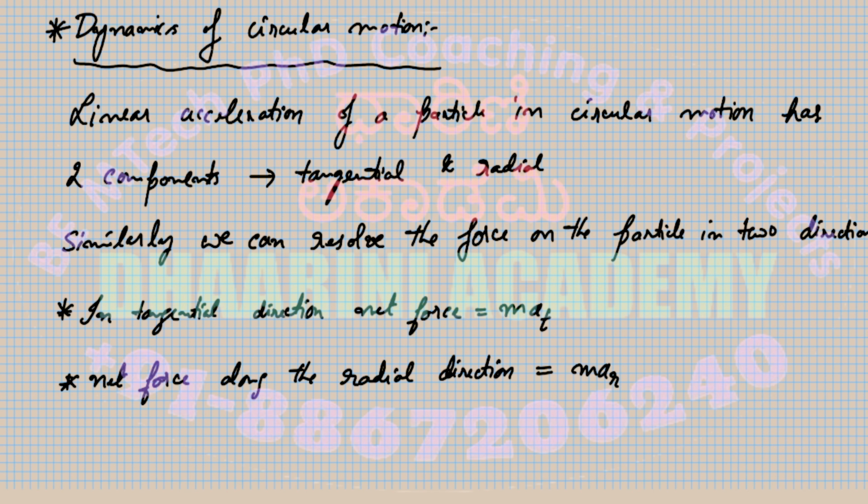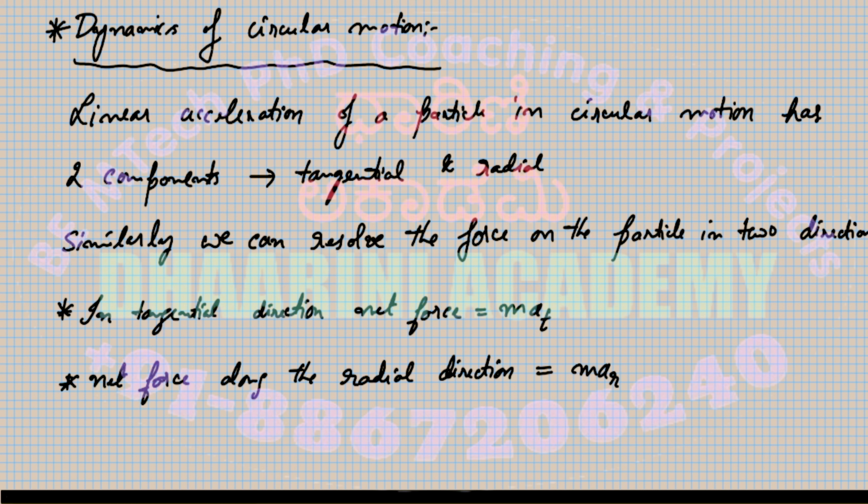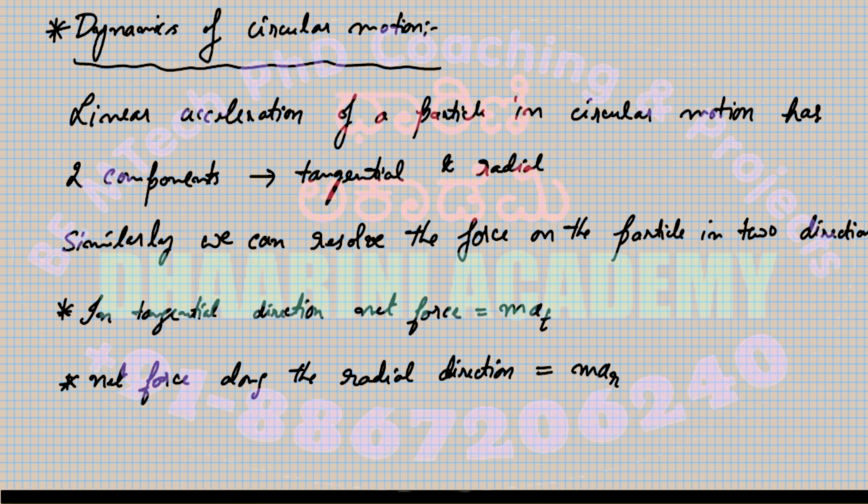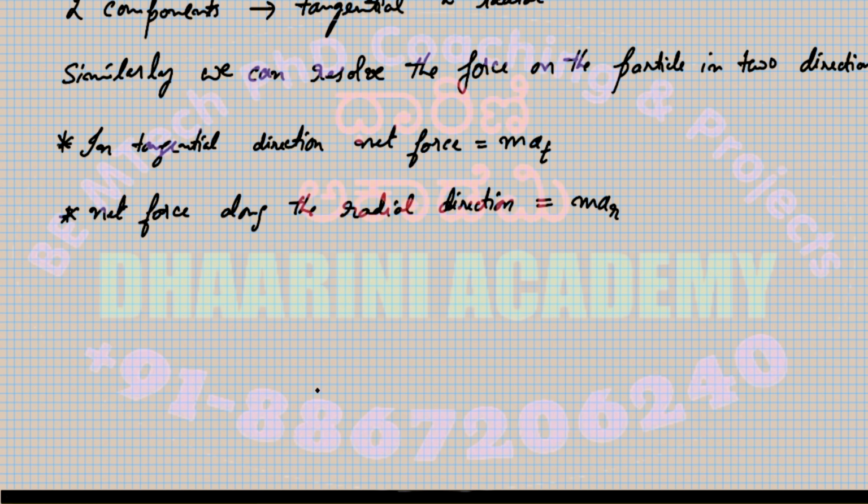In case of a uniform circular motion, the tangential acceleration is zero. This we have also studied. Hence the net force in the tangential direction is also going to be zero, because there is no acceleration in a uniform motion. When acceleration is zero, we know that F equals m into a, so that force also becomes equal to zero. Let me write that point as well. All these points we have already studied; this is just to recall what we had studied.